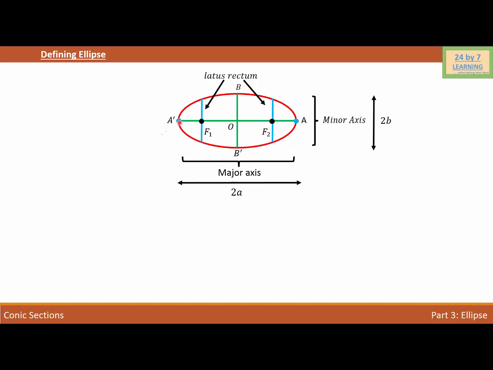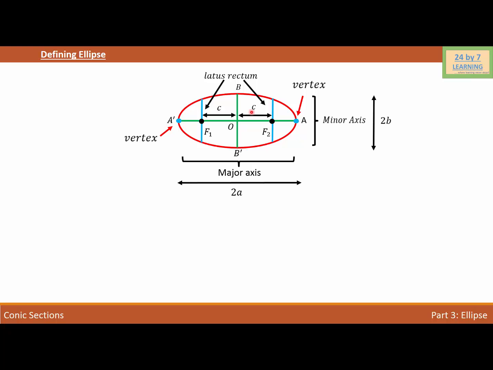Now this point A dash is known as a vertex, and in the same way A is also known as a vertex of the ellipse. So basically the ellipse has two vertices, A and A dash, and two foci, F1 and F2. The distance between the focus and the center is this distance, and that is known as C. And the distance between F2 and O is also known as C.